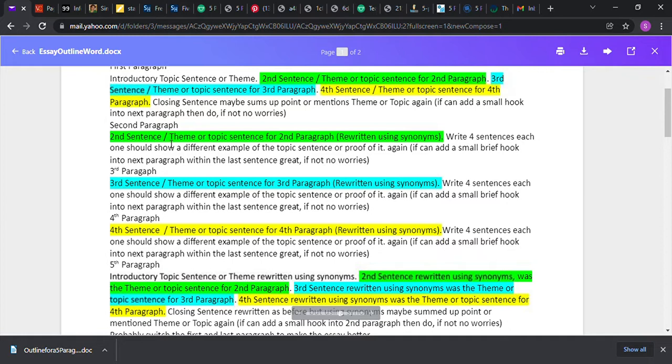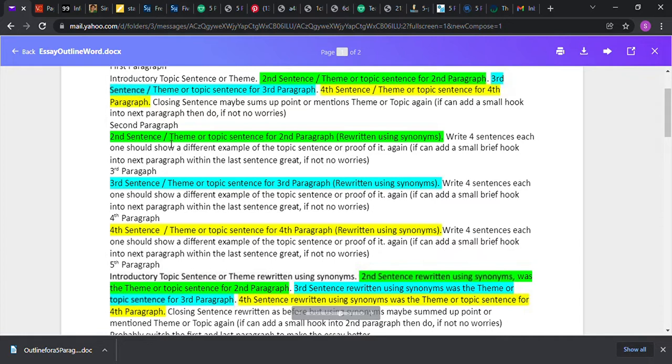And then you're going to write 4 sentences. Each one should show a different example of the topic sentence or proof of it. And again, if you can add a small, brief hook at the end of the last sentence that hooks it into the next paragraph, great. But if not, no worries. And then your third paragraph, you see in blue, that is the third sentence from that first paragraph, and you've rewritten it using synonyms. And you've done the same. You've written 4 sentences, each one giving a different example or proving the point.